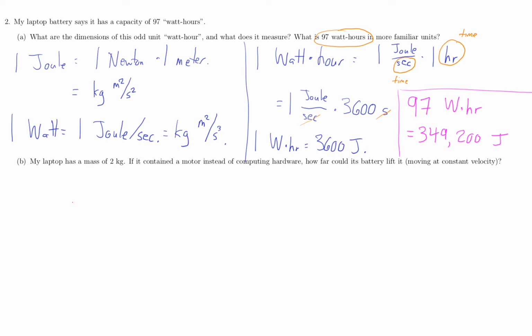Part B says, if a motor had access to this energy, how far could it lift something? So we're imagining, say, take all the computing hardware out of my laptop, put a little motor in, connect it to some wheels, and let it try to wheel itself up a hill. Now, we're not trying to accelerate the laptop, right? We're not trying to give it a very high final velocity. We're just imagining this crawling slowly up a hill at constant speed.